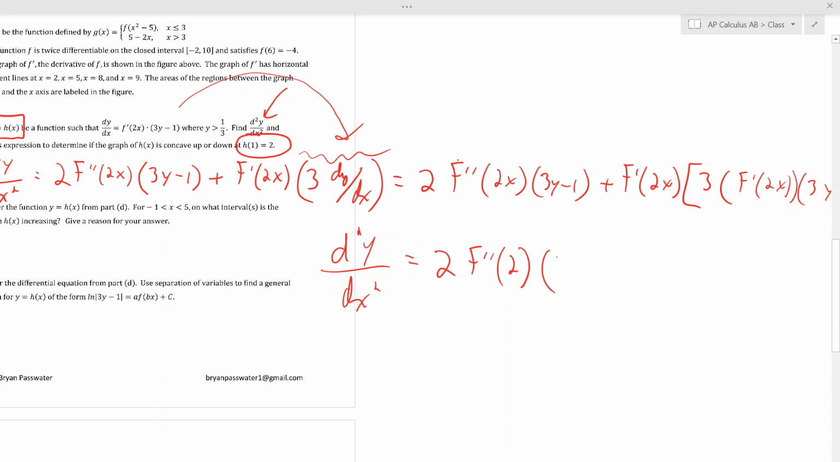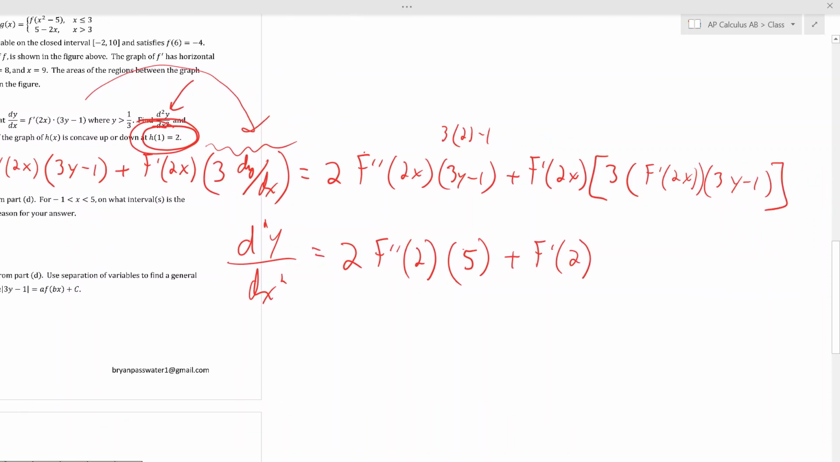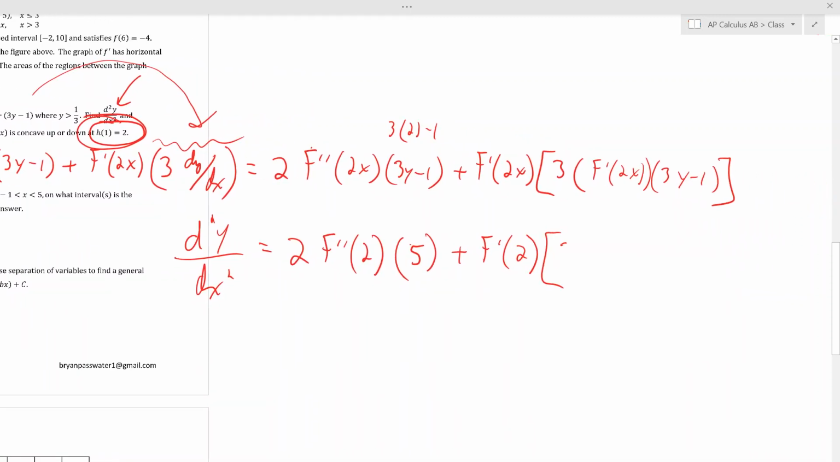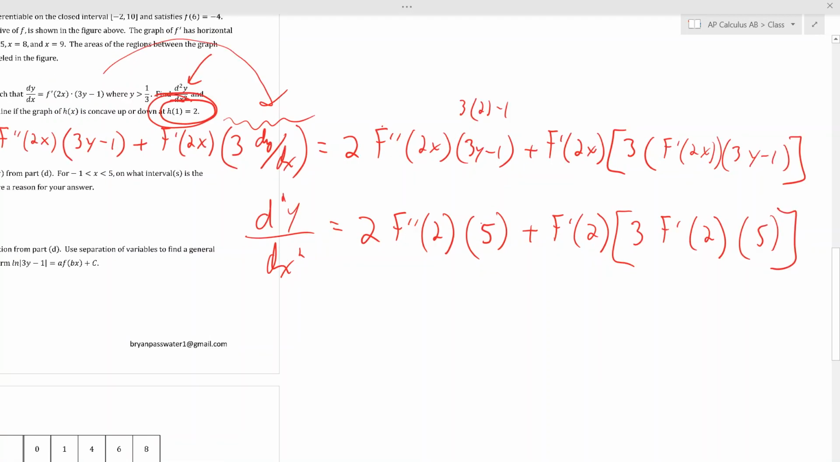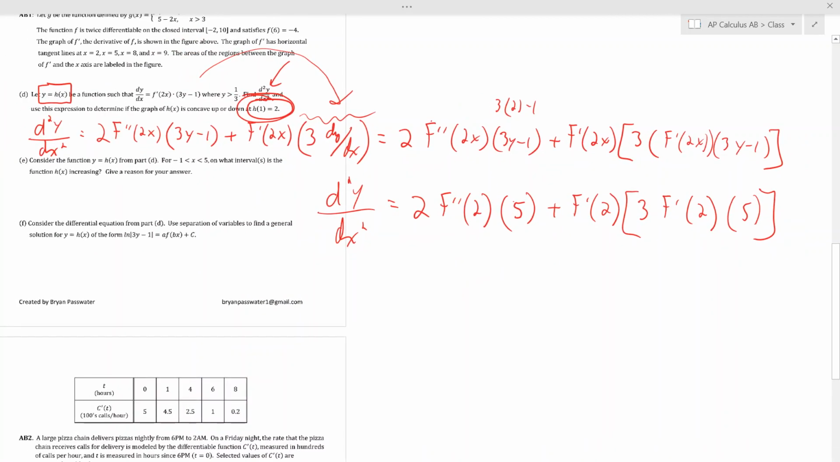So we can write this out, but you're plugging in a 2 for y. So that's 3 times 2 minus 1, and that's coming from, again, this point right here. So that's 6 minus 1, which is 5. Plus f prime of, you're plugging in 1 for x, that makes this a 2, times 3 f prime, plugging in 1 for x, which makes that f prime of 2, and you're plugging in a 2 for y, which makes this a 5. So I need to know what that number is, if it's positive or negative.